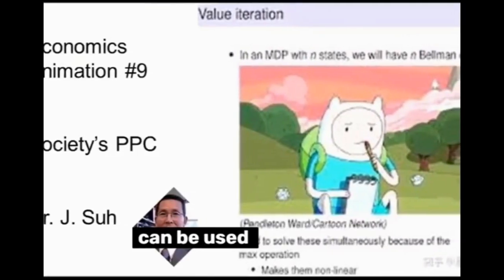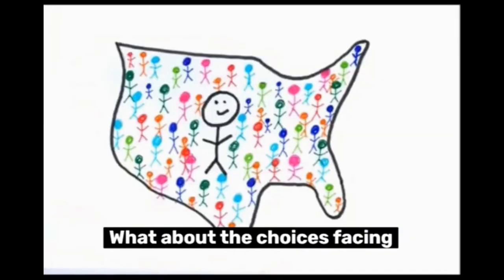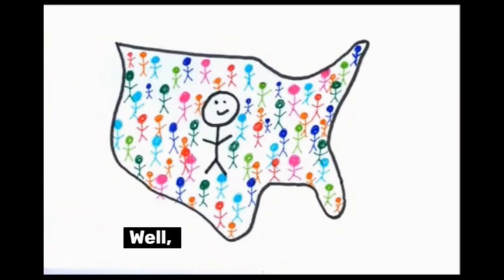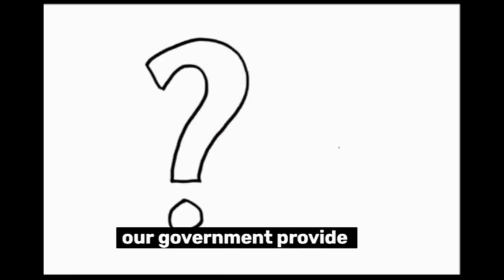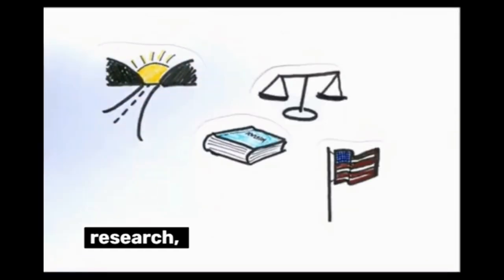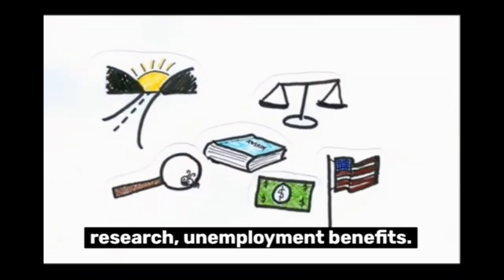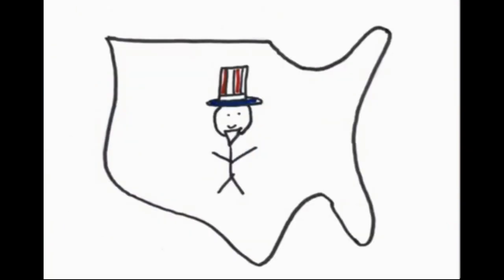So now you know that graphs can be used to illustrate an individual's choices. What about the choices facing a society? Well, who makes decisions on behalf of society? The government. What kinds of things does our government provide for us? Well, they provide things like roads, education, national defense, our justice system, research, unemployment benefits. The government's trying to do an awful lot of things for us all the time.